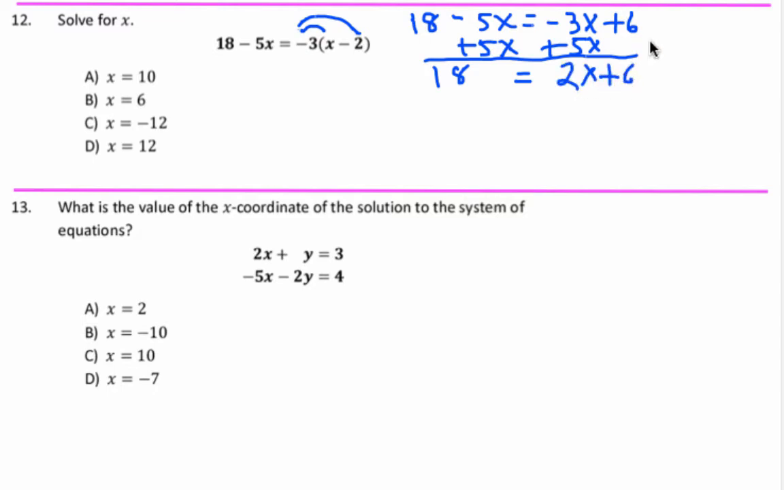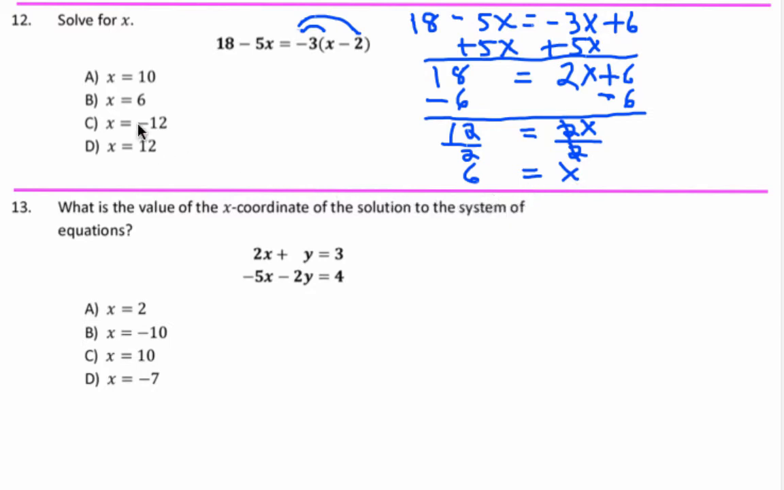We want to isolate the x, so we'll subtract 6 from both sides. That will give us 12 on the left side and 2x on the right side. We don't want 2x, we want just x. So we'll divide both sides by 2. So we'll get 6 on the left, the 2's cross out, equals x. So 6 equal to x, or x equal to 6, corresponds to choice B.